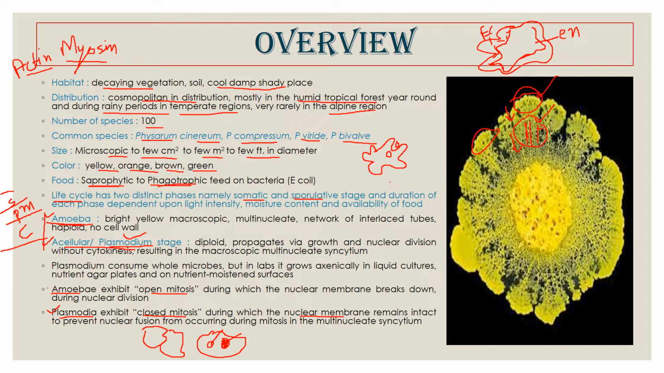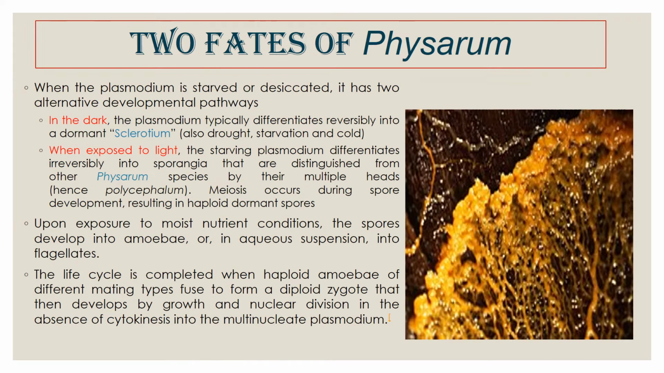they divide by closed mitosis, that is, the nuclear membrane remains intact, and this is mainly because if it remains intact, then it is protected from fusion of other nuclei. So that is the reason why the plasmodium has closed mitosis and the amoeba has open mitosis. Amoeba has open mitosis because it does not have to fear.